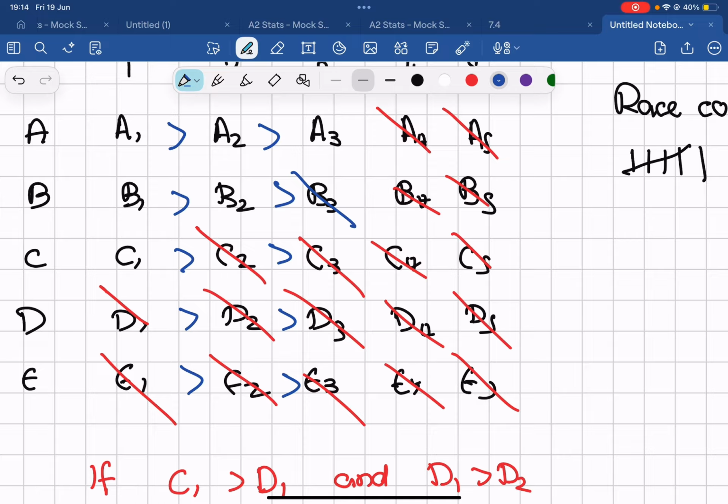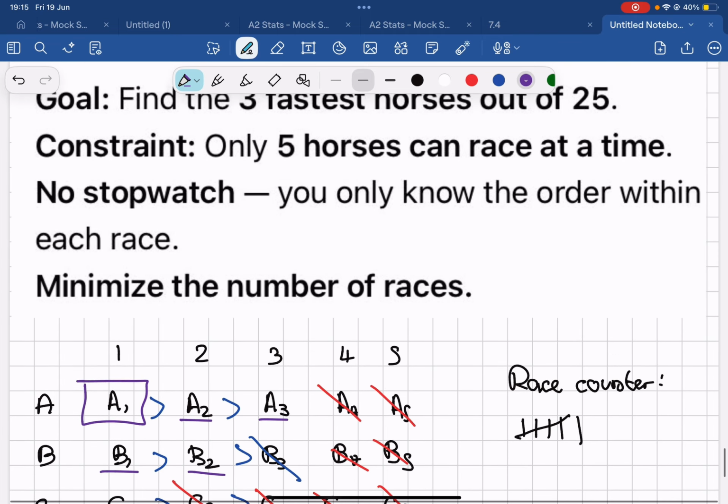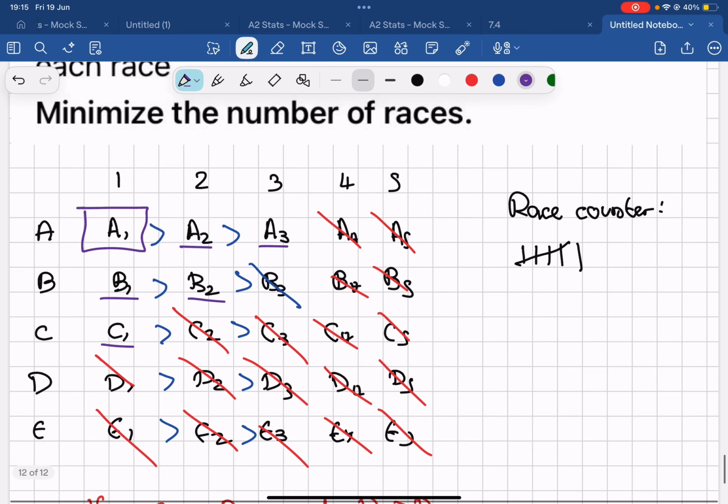Alright, and we just want the top 3. Well, we know out of the lot, let's put purple, A1 is the fastest. So we're just left to compare A2, A3, B1, B2, C1. We've just got 5 contestants. Well, if we put these last 5 contestants in a race, we're left with the 2 fastest. We don't actually know which horses they are, but it doesn't matter, because the question asks, let's remind ourselves, find the 3 fastest horses out of 25 and minimize the number of races.